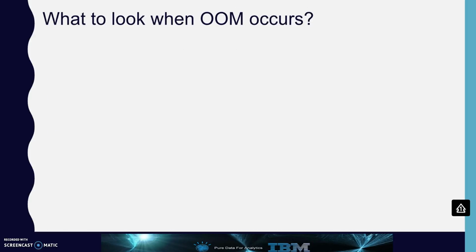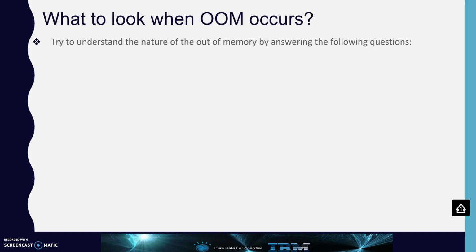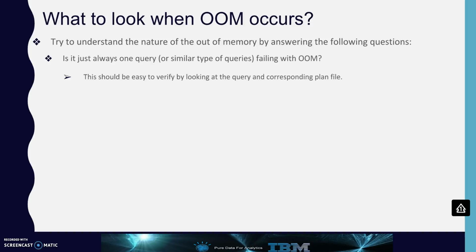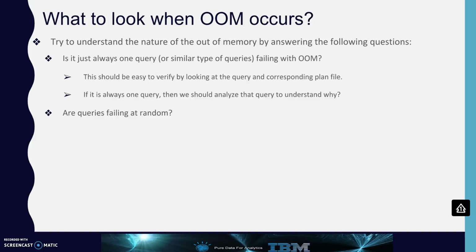What to look for when you are working on out-of-memory errors? First, try to understand the nature of the out-of-memory by answering the following questions. Is it always one query or similar types of queries failing with out-of-memory? This means we can look at the PG log and identify which queries are failing and the corresponding plan files. If it is always one query, then we should analyze that query to understand why.